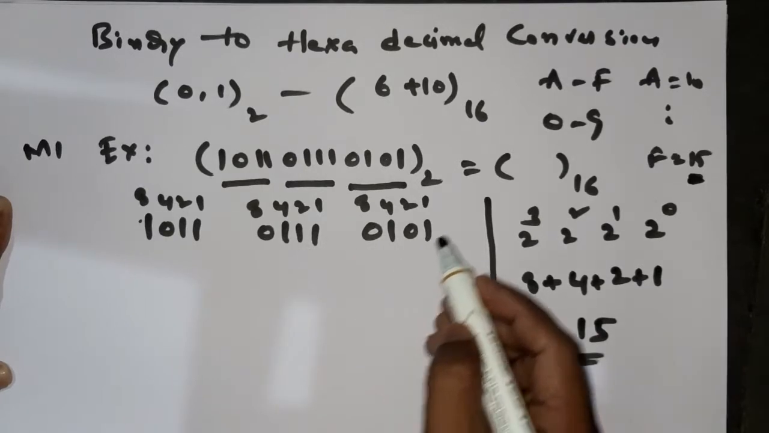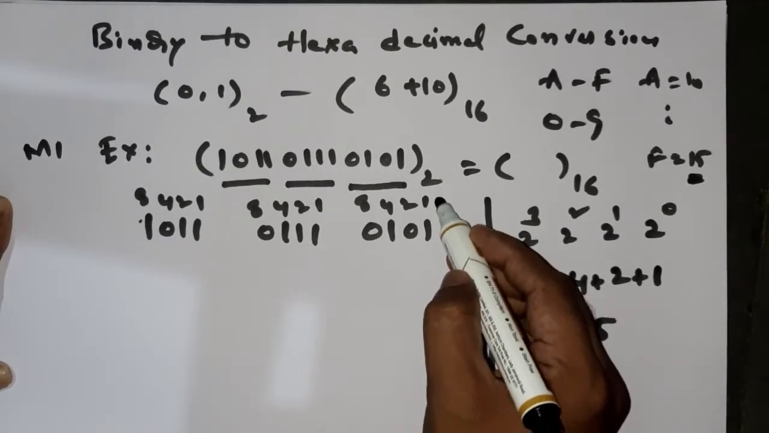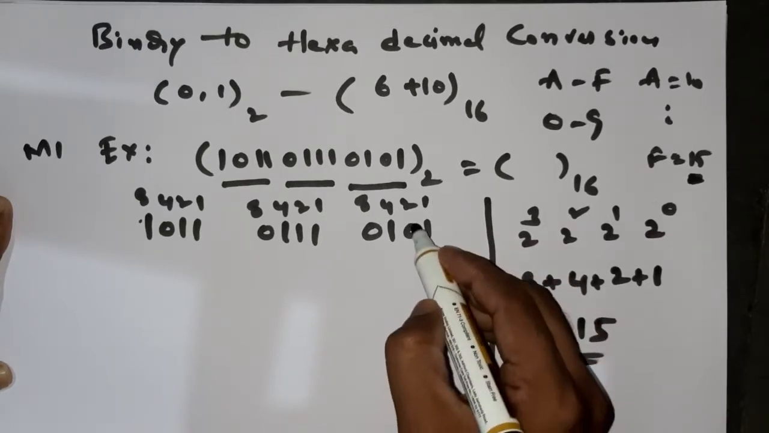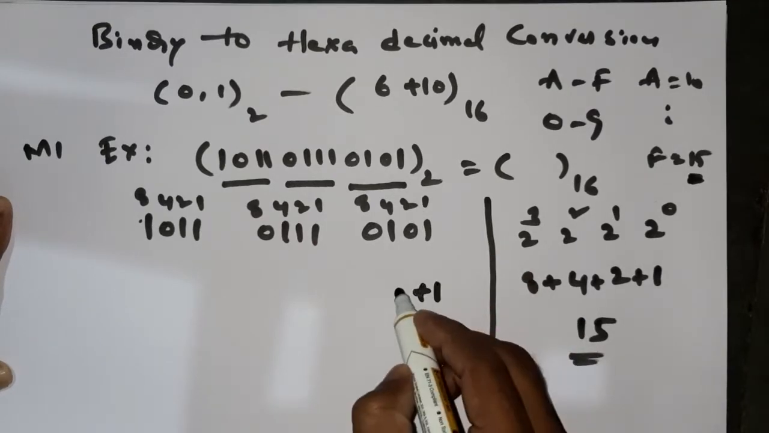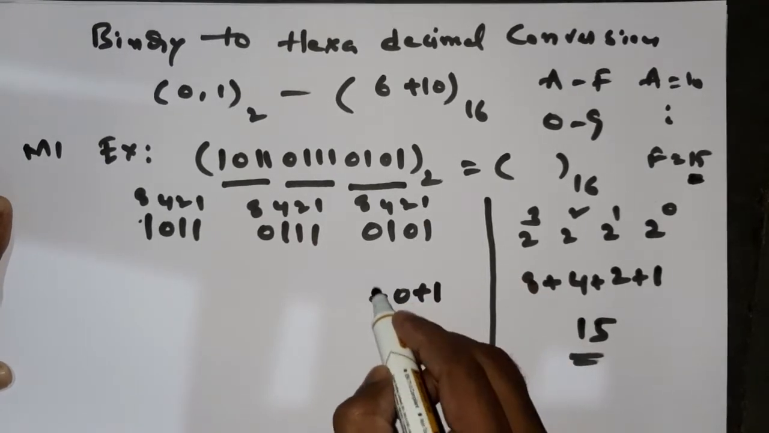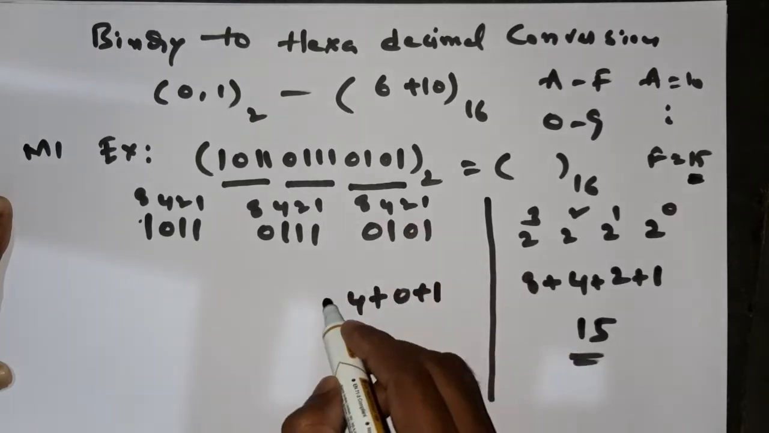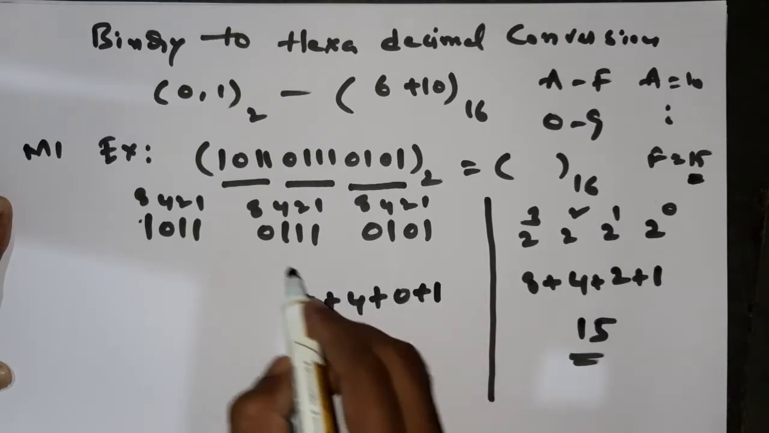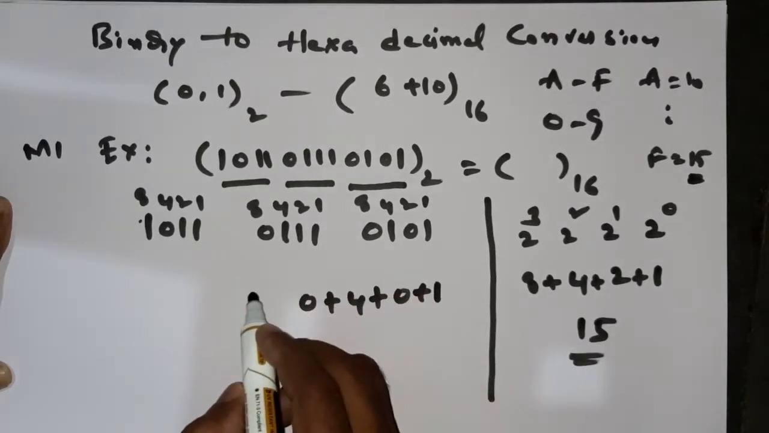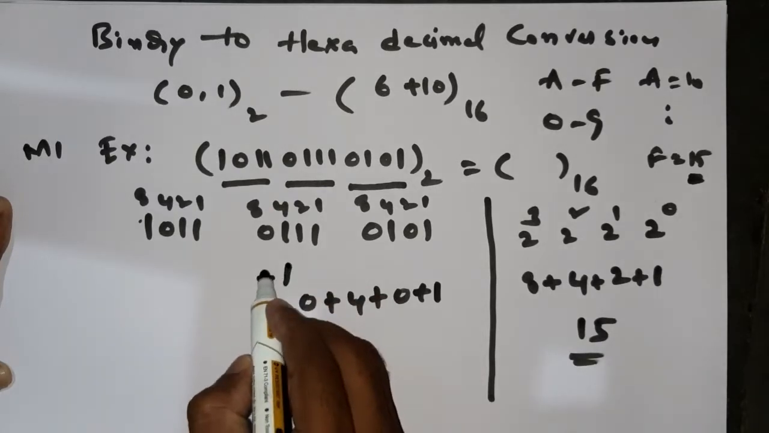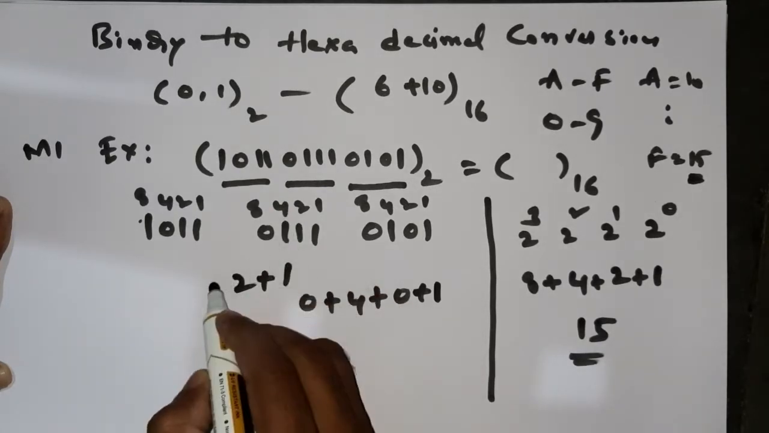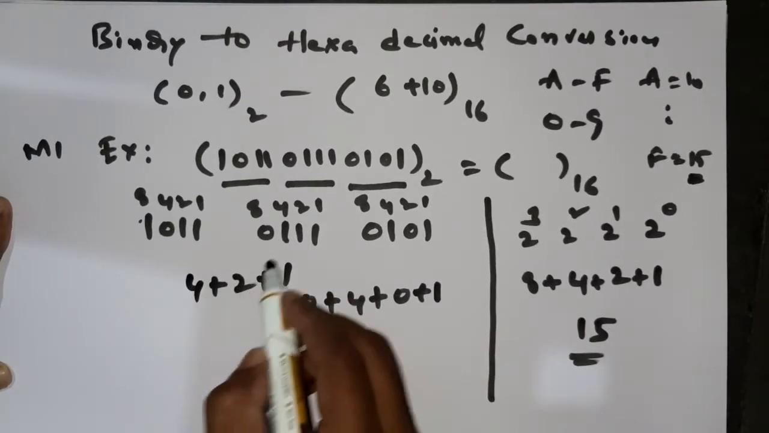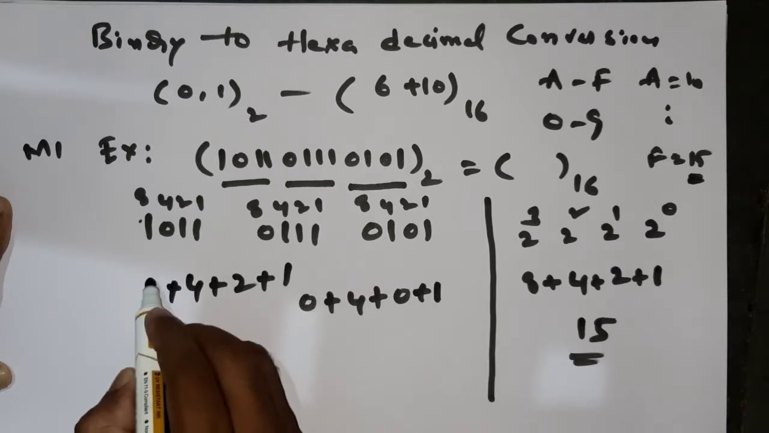So next thing we have to do, we have to multiply with the top values. 1 times 1 is 1, 0 times 2 is 0, 4 times 1 is 4, 8 times 0 is 0. So this is the one value. Next this group, 1 times 1 is 1, 2 times 1 is 2, 4 times 1 is 4. Okay, 8 times 0 is 0.